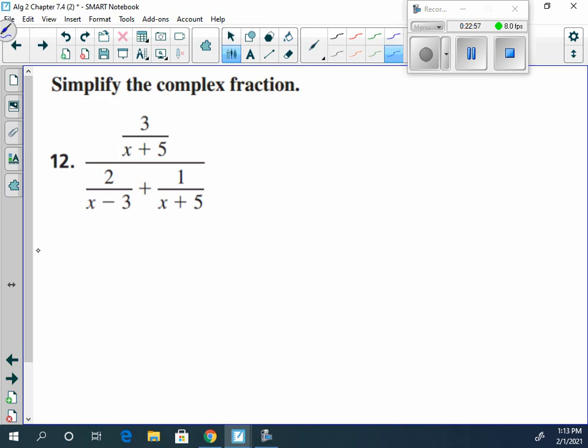So let's look at this next one here. 3 over x plus 5 over 2 over x minus 3 plus 1 over x plus 5. So again, we need to find a least common denominator that we can multiply the top and bottom by so that all the fractions simplify. Well, that's one of the things that we will have.